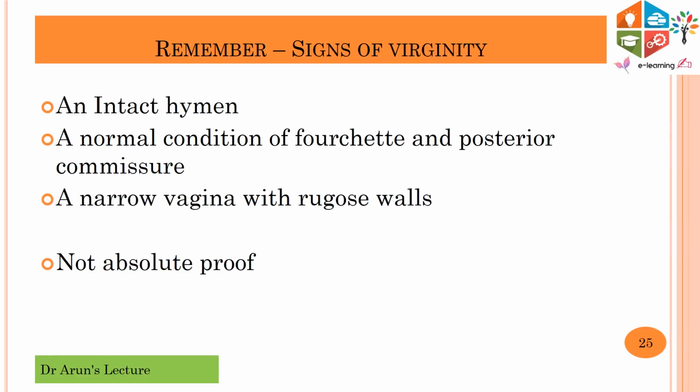Remember, an intact hymen is not the surest sign of virginity. Other factors, both genital as well as extragenital, should be taken into consideration. A narrow vagina with rugae walls, and remember again, no single entity should be taken as a consideration for virginity, and it is not an absolute proof. All factors should be considered before stating the virginity of a woman.